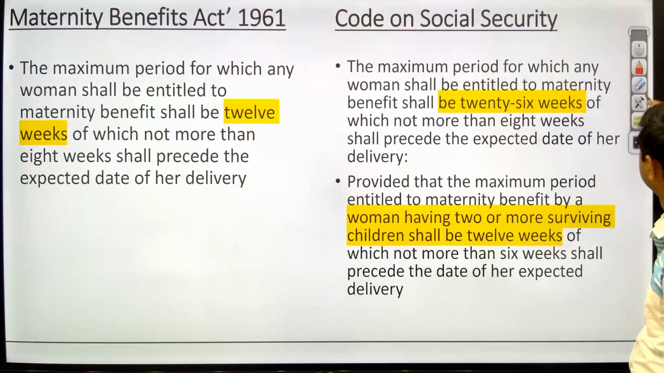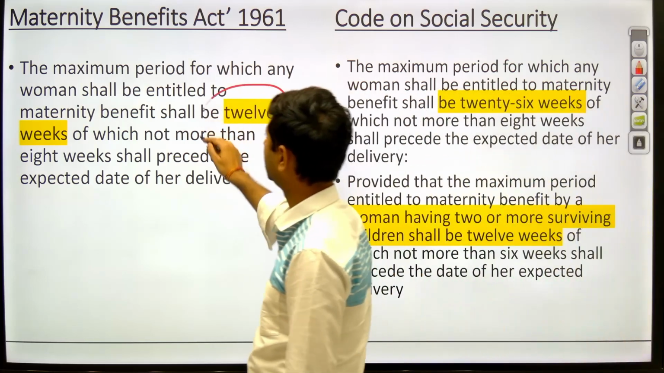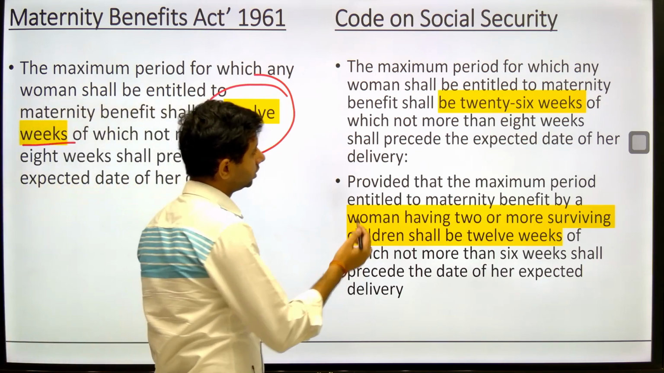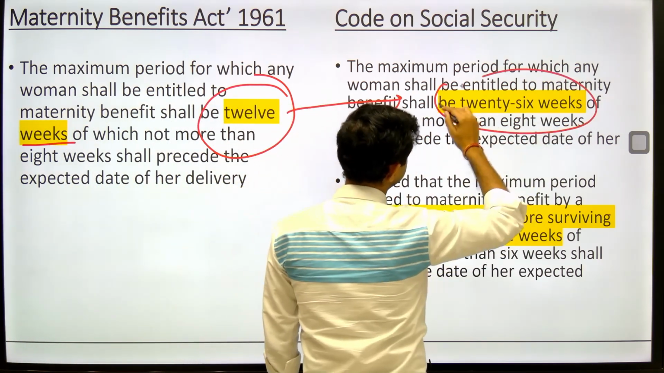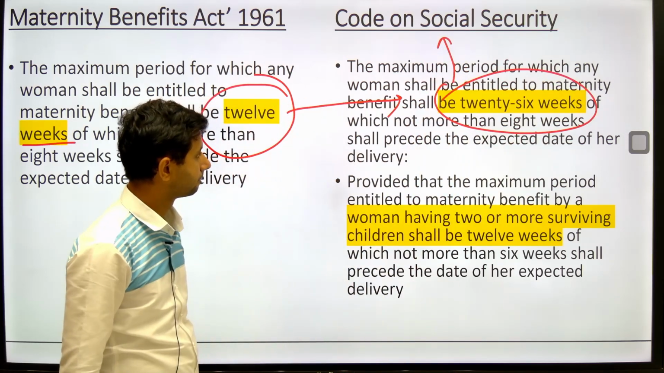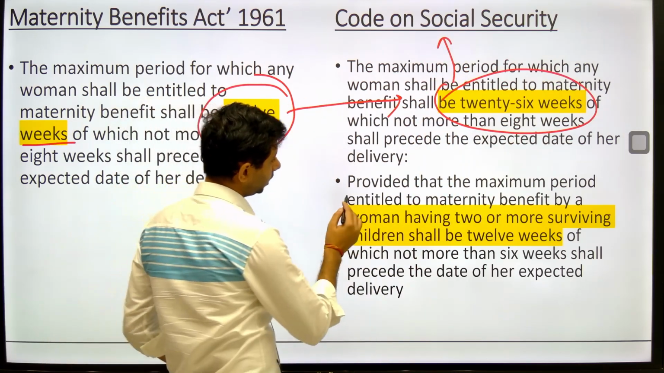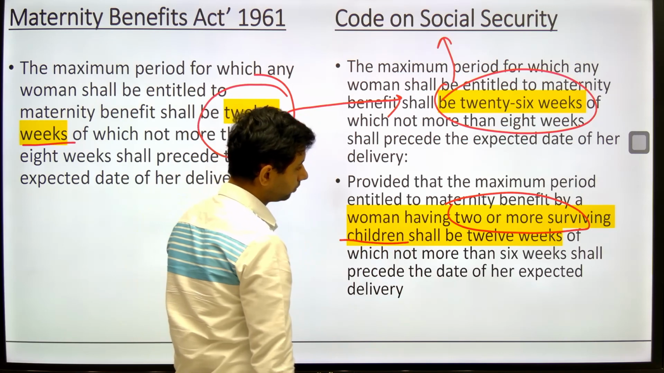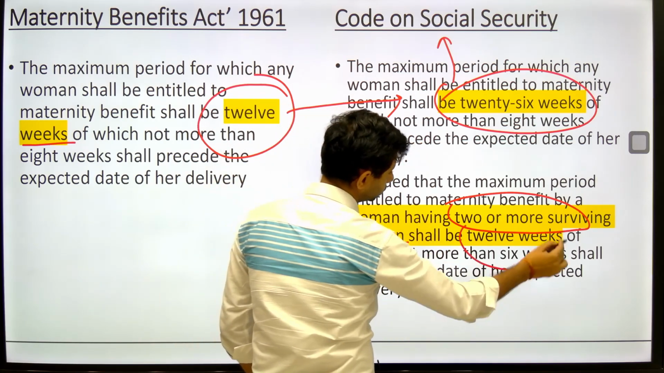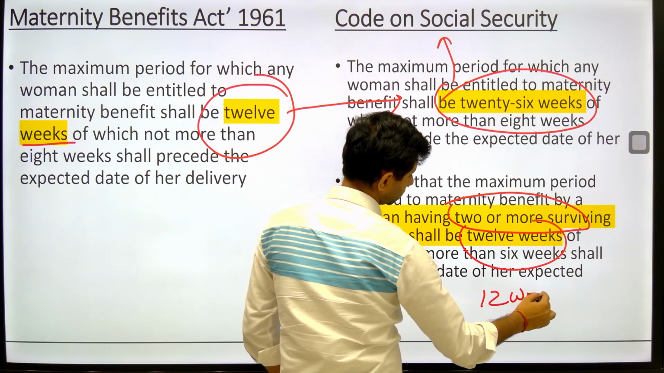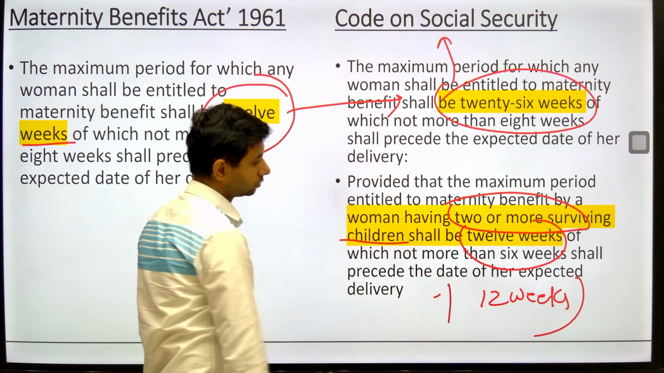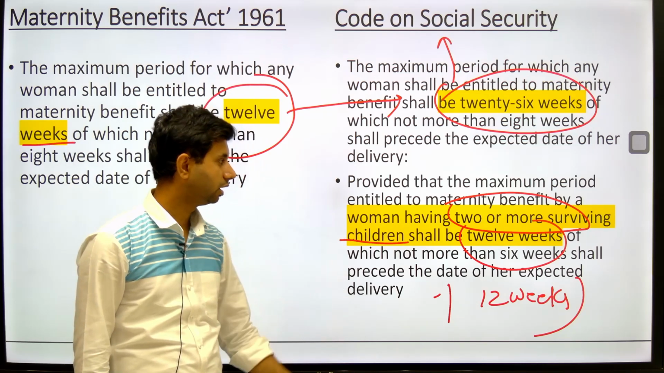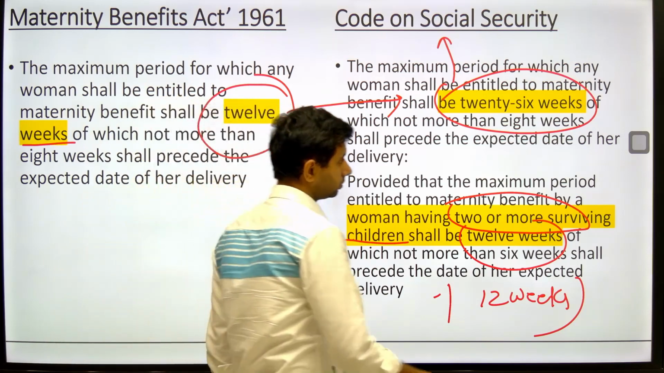I have prepared a comparison document: initially under the Maternity Benefit Act there was a provision of 12 weeks. However, this has been amended to 26 weeks under the Code on Social Security. And there is also another condition that if a woman has 2 or more surviving children, then that benefit will be reduced to 12 weeks. So please make sure that you remember these critical aspects that have been amended, and that is more relevant for your examination.